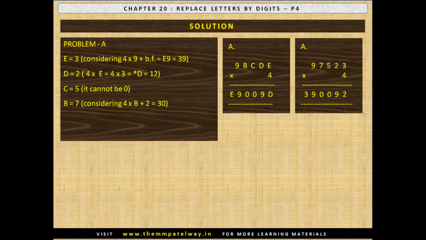Now B will be equal to 7 considering 4 into B plus 2 equals to 30. That is 4 into 7 plus 2 equals to 30. This is logical because we needed a carry forward of 3 out of 4 into B plus 2. This is how we get B equals to 7, C equals to 5, D equals to 2 and E equals to 3.